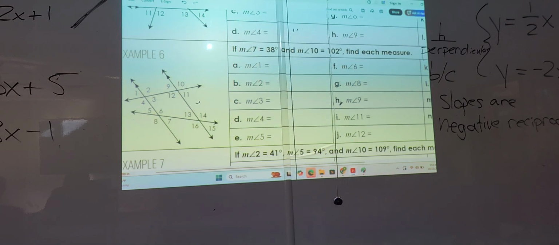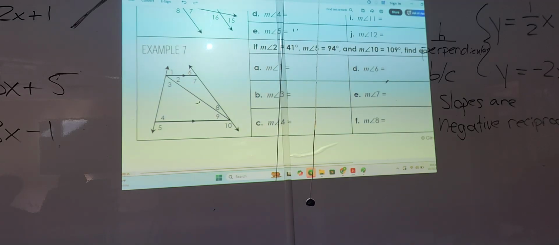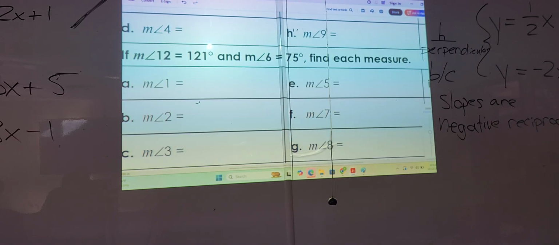All right, here we go. Example 7, and I'm going to zoom in on this one because we're going to answer those questions. I'm just going to take the information from the problem and make it bigger so we can all see it perfectly.